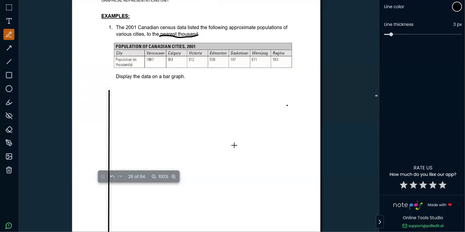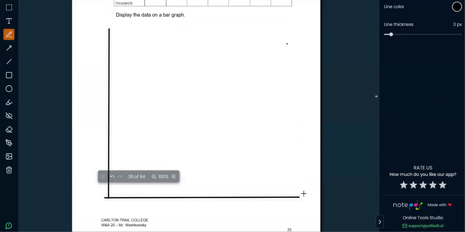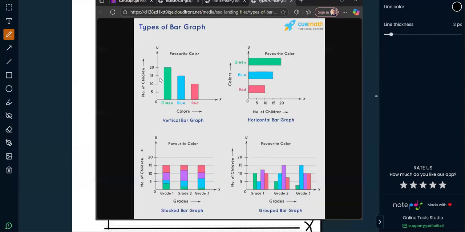So we want to display this data onto a bar graph. So just like before, I got to do things how I always have, right? I label my axes. These are my X's. These are my Y's. I have to figure out which one of these is going to be where. Now, the most common type of graph we would usually use would be a vertical one.